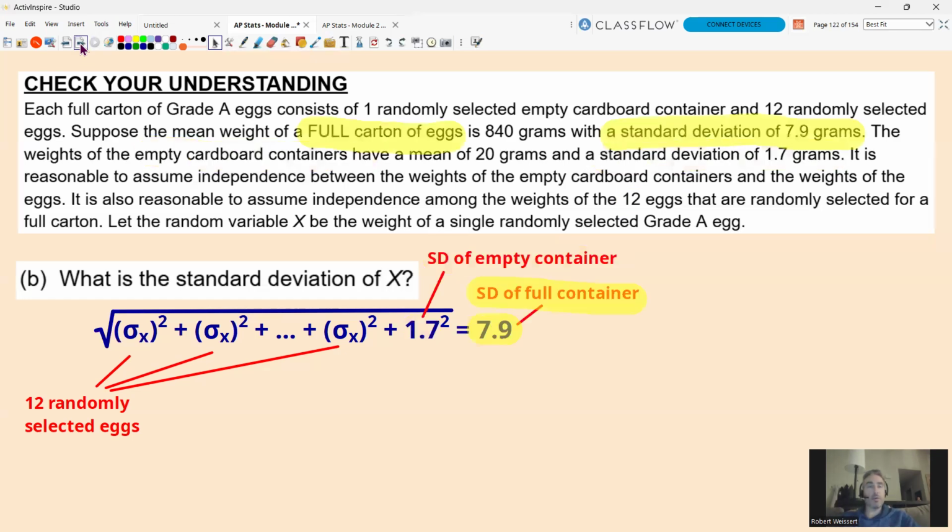And we want to set it equal to the standard deviation of the full container, which is 7.9. So this is the Pythagorean theorem on steroids. Basically, we have like 13 different things. We have the 12 eggs, and then we have the one empty carton combined together to give you your full carton. Add those standard deviations together, square root that, and you'll get the standard deviation of the full container.